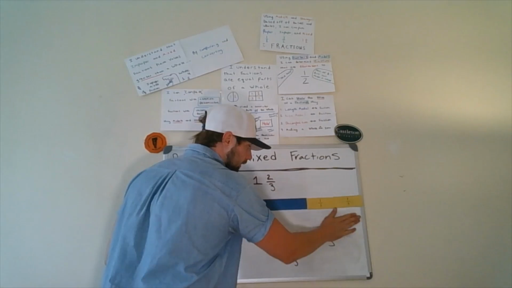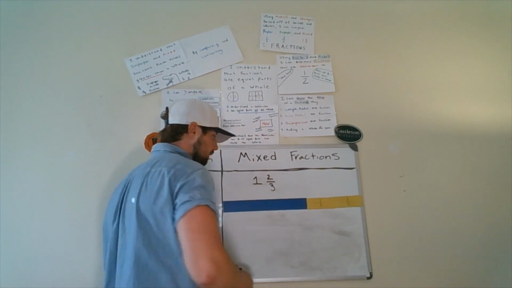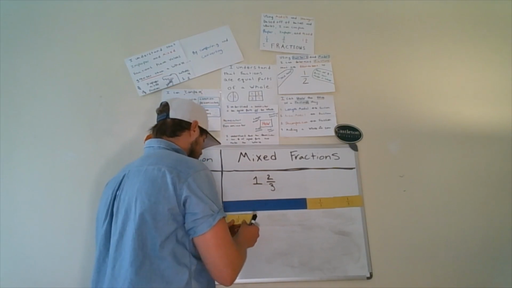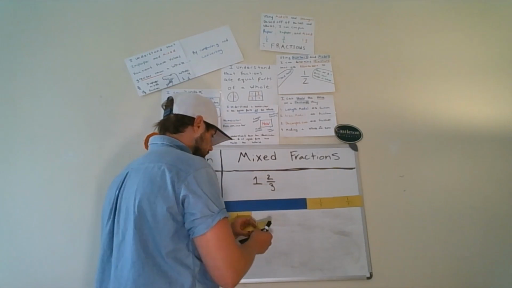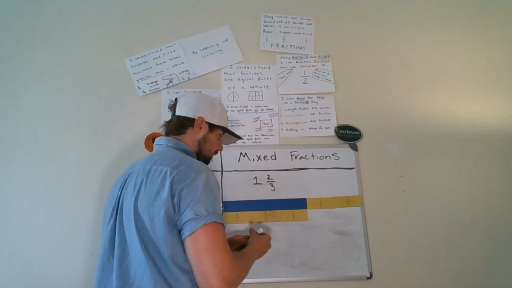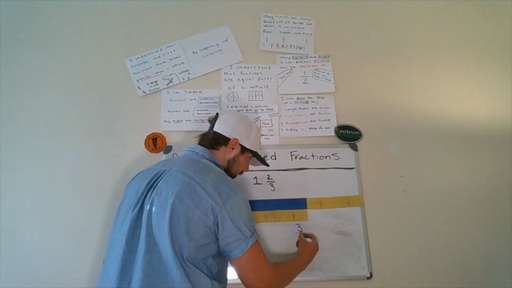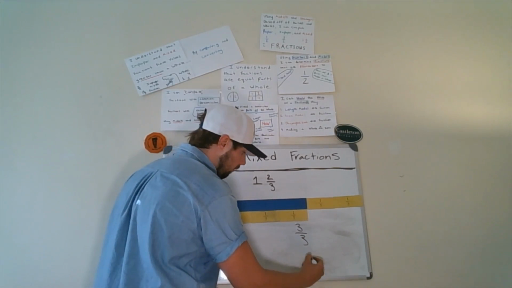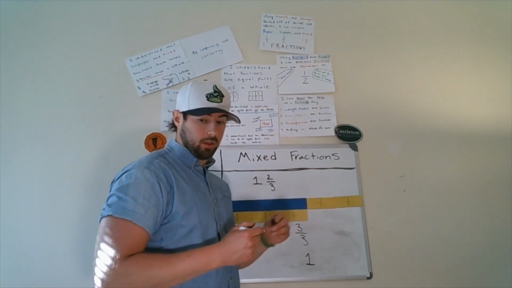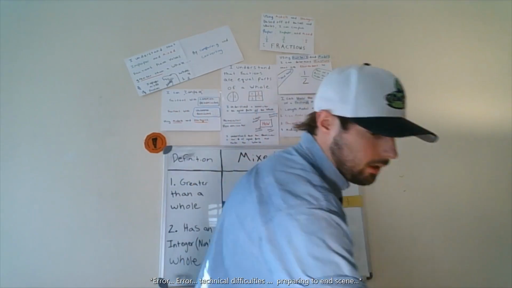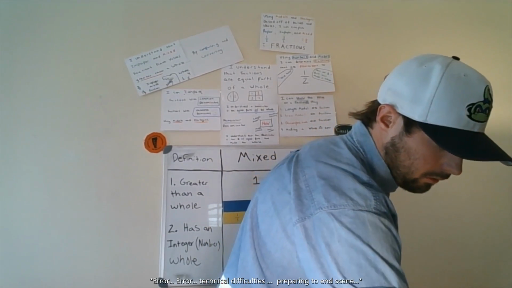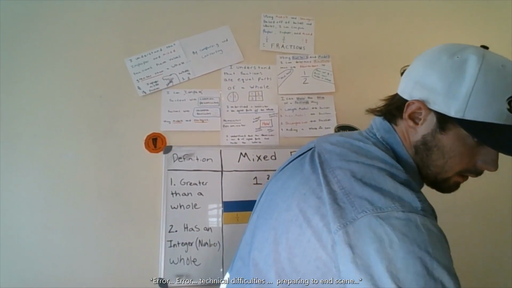So, as we know, when we're talking thirds, 1, 2, 3/3 make that whole. But we're talking more than a whole. We're talking about 2/3 greater than a whole. 2/3 greater.